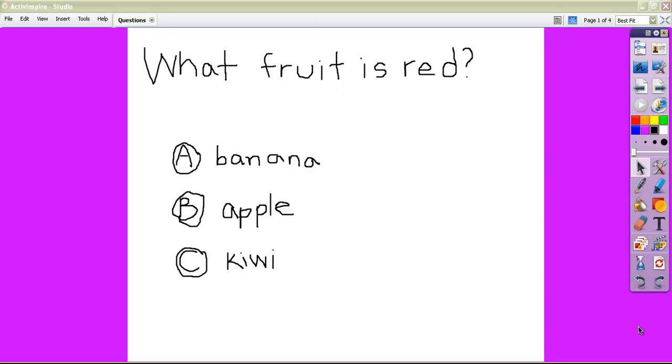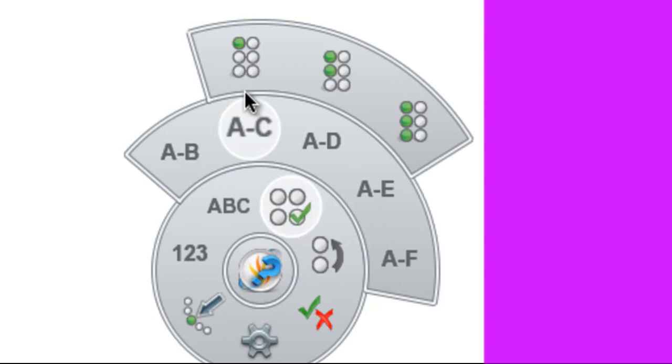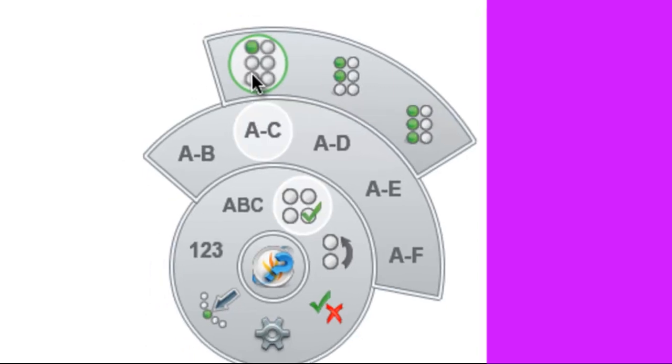So if I was to go to an Express Poll and pull up the multiple choice options A through C, I would also give them just one option to answer. So I would choose multiple choice, A through C, choose one response.